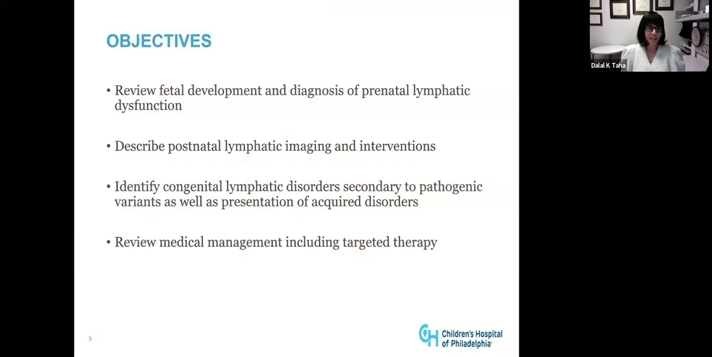So the objectives of today's talk are to review fetal development. We're going to go over some postnatal lymphatic imaging as it pertains to newborns and infants, as well as some interventions that can be offered. We'll go over the difference between congenital lymphatic disorders and those that are acquired later in life. And we'll review medical management, including targeted therapies.